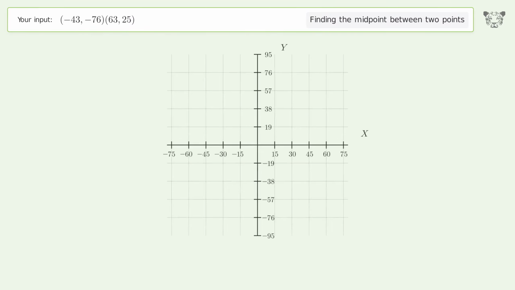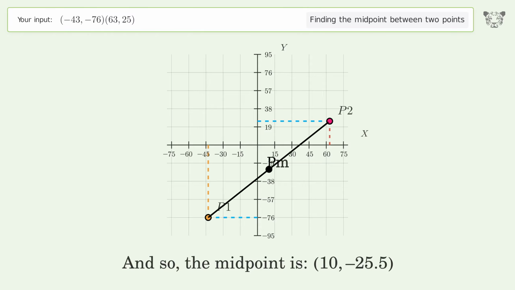And so, the midpoint is 10, negative 25.5.